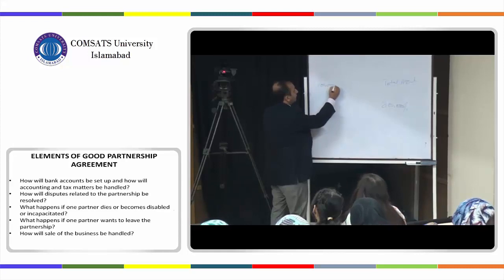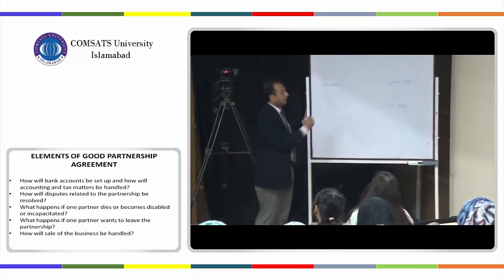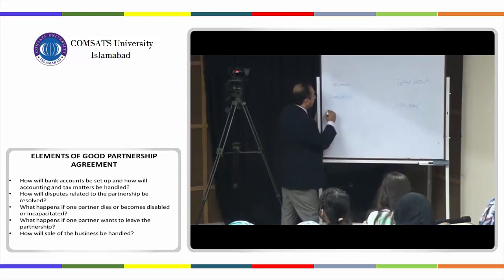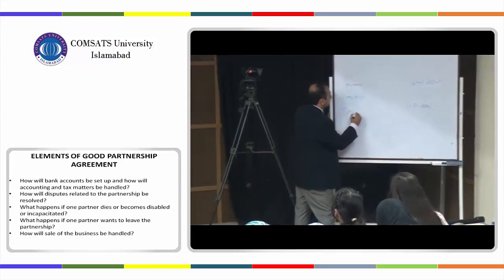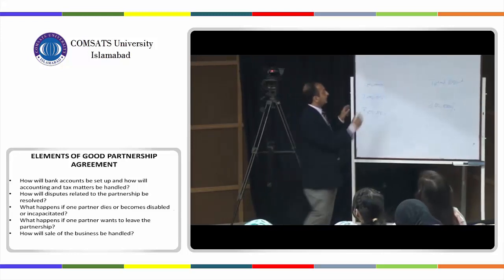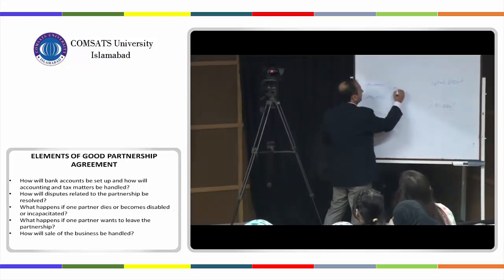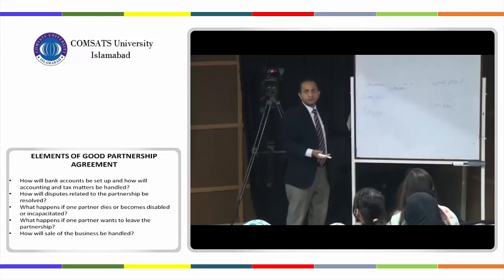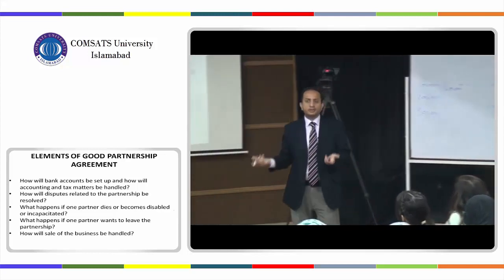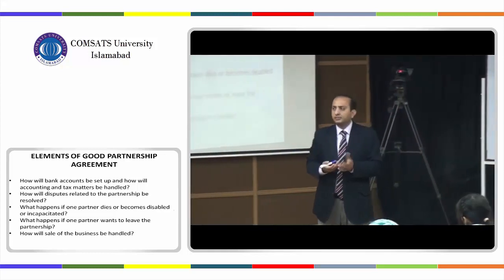One person is contributing 100,000. The other one is contributing 200,000. The third one is contributing 300,000. Total is 600,000. That gives you the percentage, you apply this formula. Each one of them will know how much percentage they are going to get. It's as simple as that.